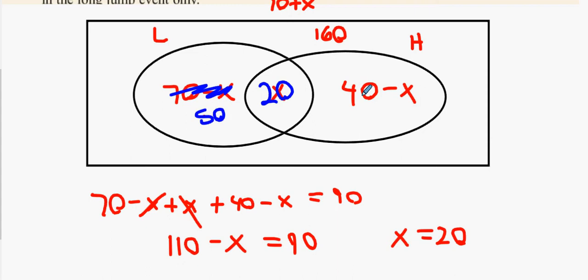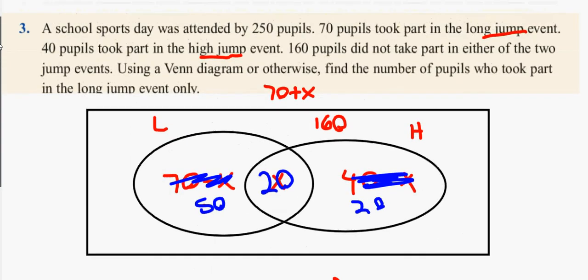And if that's 40, what does it make this one? 20 plus 20 plus 50? 90. 90 plus 160? 250. What does the question want from us? Long jump only. How many did the long jump only? 50. How many did the long jump? 70. So long jump only is 50.